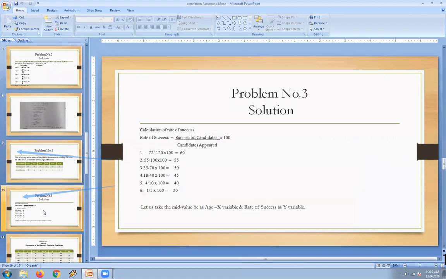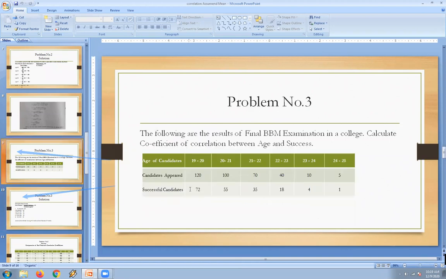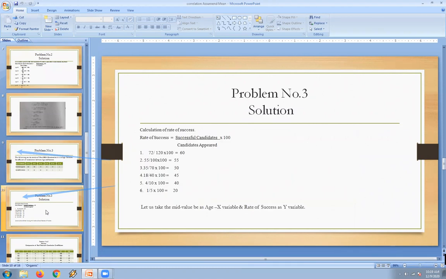For the calculation of the rate of success, we should use the formula: rate of success equals successful candidates divided by candidates appeared into 100. Similarly to how we calculated in the previous question, we substitute the values in the formula. Successful candidates are 72, total candidates are 120, into 100, it is 60. The next ones are 55, 50, 45, 40 and 20.